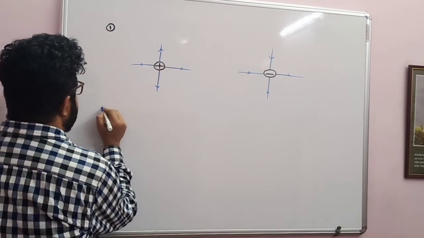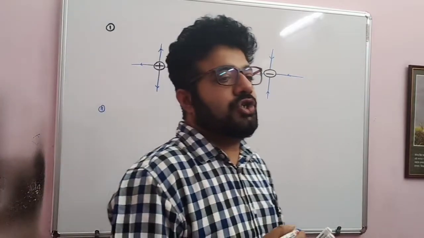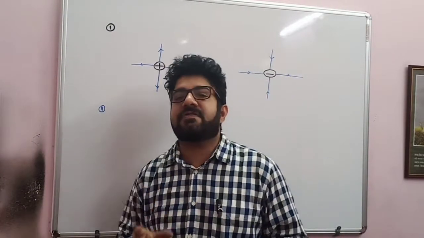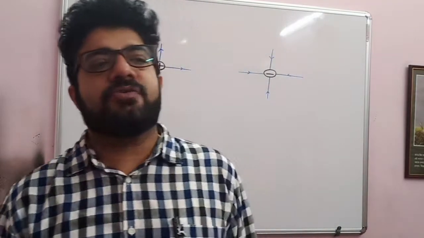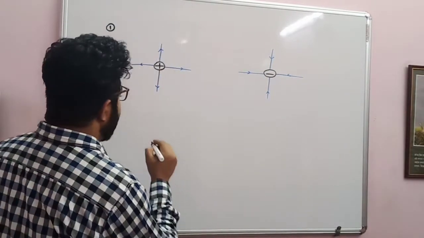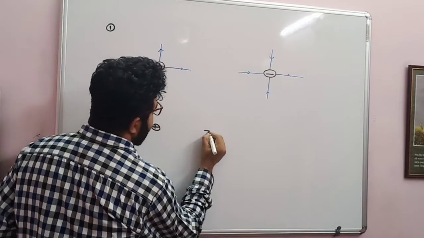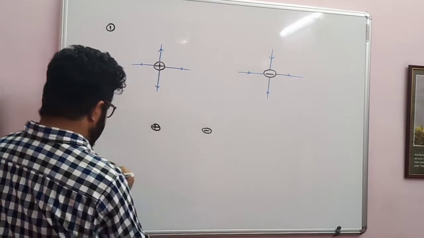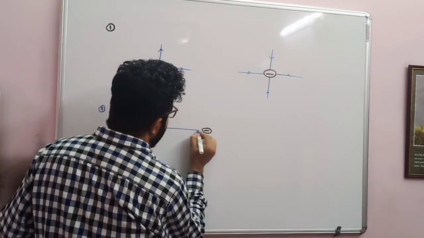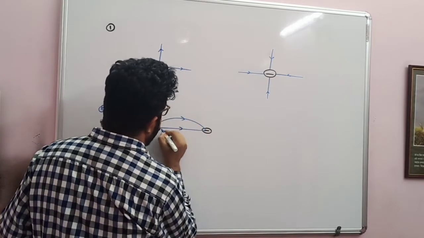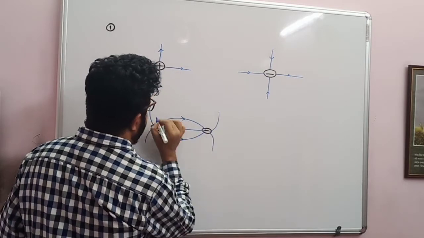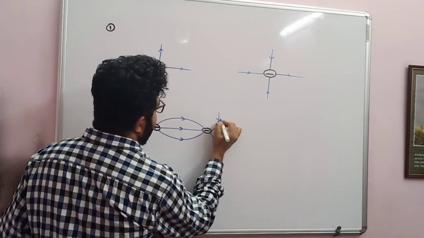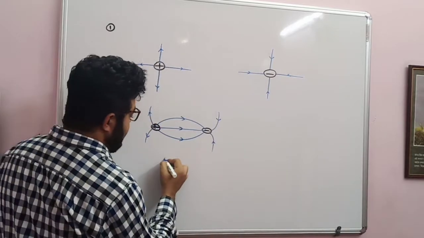Now the second one is 2 charge particles, meaning a pair of charge particles, and in that pair you can have positive and negative. If you have positive and negative, then we can say it's a dipole. So in a dipole, the direction of electric field is from positive to negative: for positive charge away, for negative charge towards. This is called the dipole.